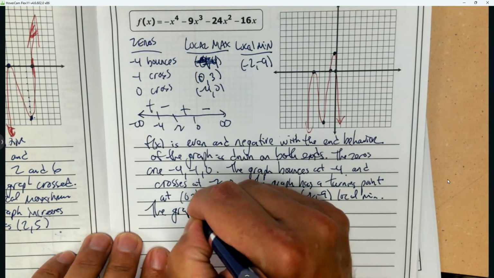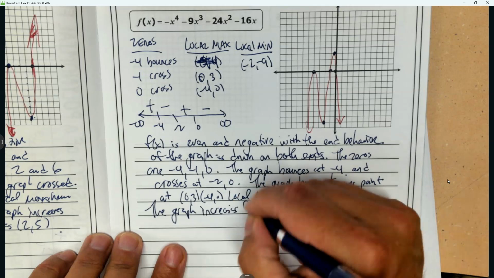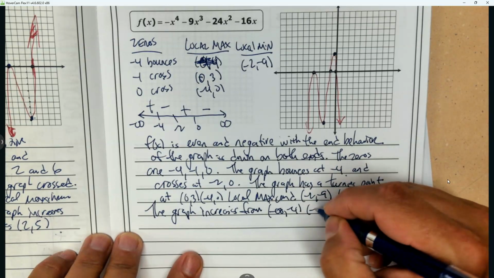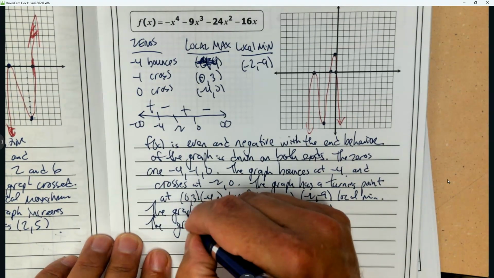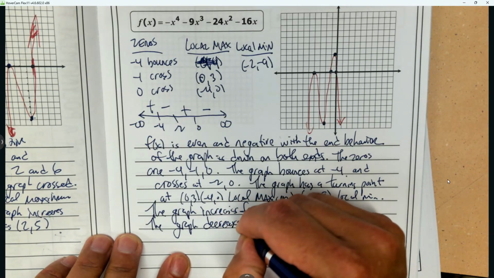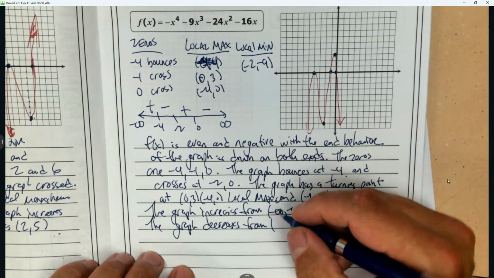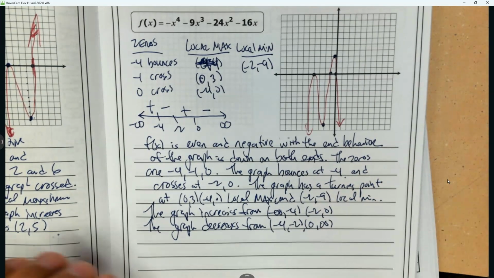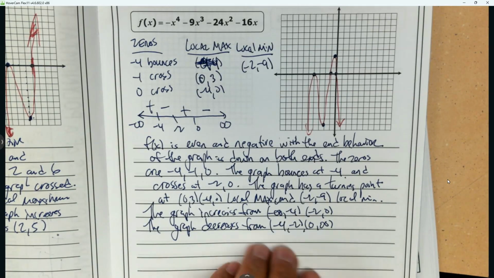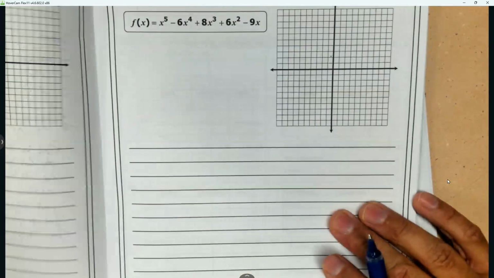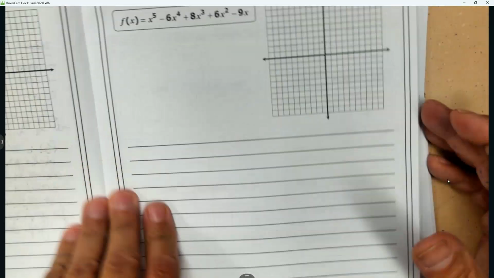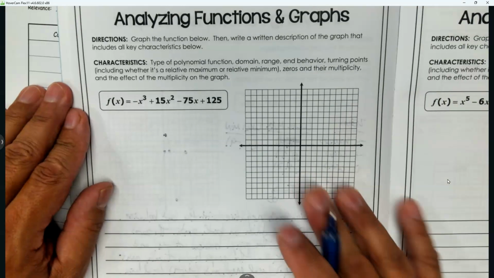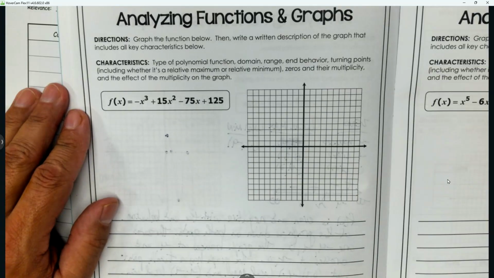The graph increases from negative infinity to negative 4 and negative 2 to 0. The graph decreases from negative 4 to negative 2 and 0 to infinity. And that's every important part of that graph you wrote down. All right, let's type this in.